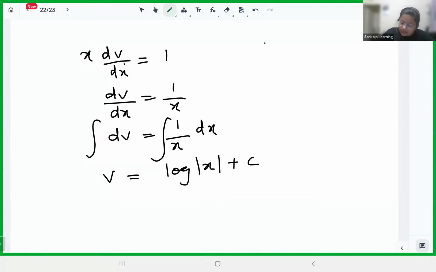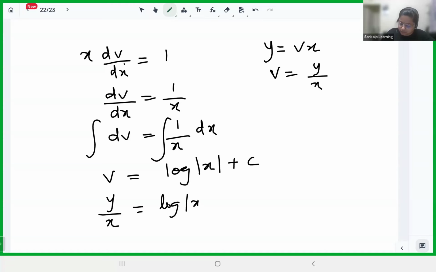And we have put y equal to vx. So from this v is equal to y by x. So we can make this one as y by x equal to log mod x plus c. And if you multiply, y equal to x log mod x plus cx. Okay, so this is our solution of the given homogeneous differential equation.